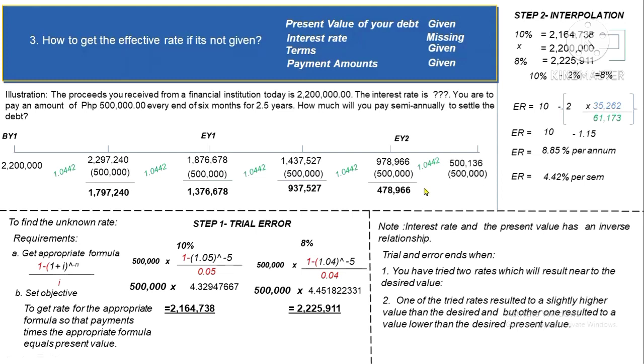You will have 500,136. This is supposed to be 500,000, but because of our rounding off factors, there's a discrepancy of 136. So this is supposed to be 0. But if you want to have the exact rate, then you repeat the trial and error and interpolation. But this time, you need to choose two rates which will result closest to 2.2 million. So that's it for question number 3.